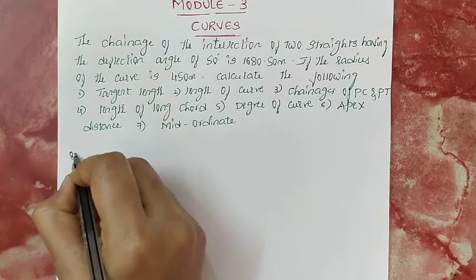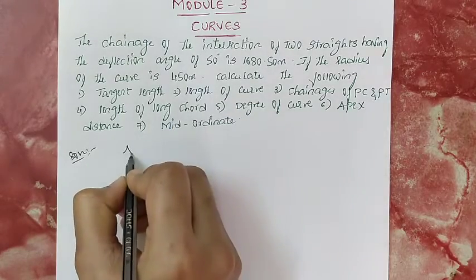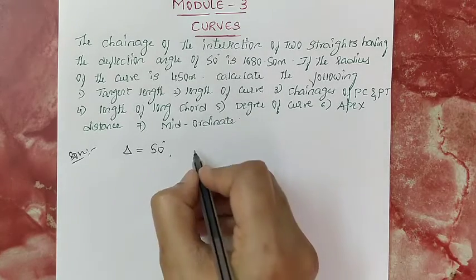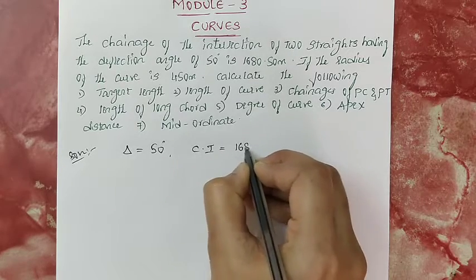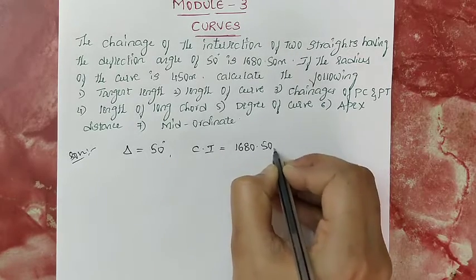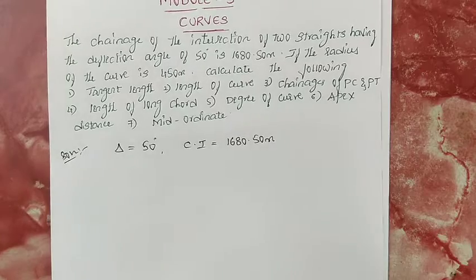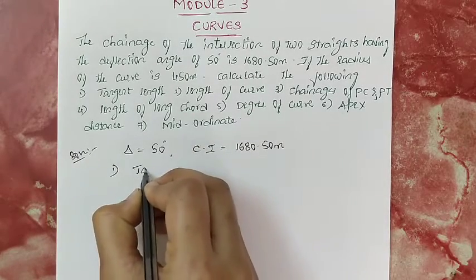Okay. First write down the data. So you can observe here deflection angle, it is denoted by capital delta, that is 50 degrees, and chainage of intersection they have given, that is CI, 1680.50 meters. These are all the data they have given. You need to calculate one by one the elements of a simple circular curve. Okay. First element, that is tangent length.